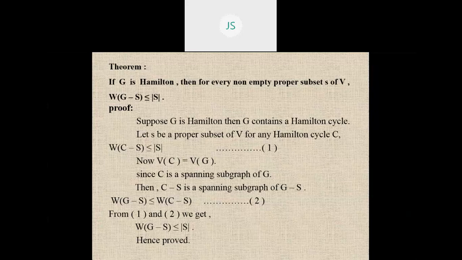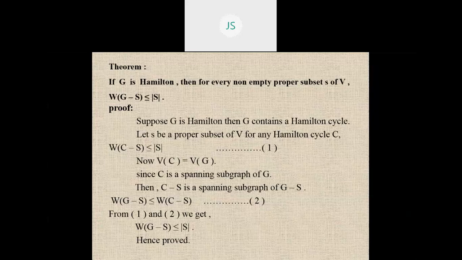Suppose G is Hamiltonian, then G contains a Hamiltonian cycle. Let S be a proper subset of V for any Hamiltonian cycle C. So let us take one particular Hamiltonian cycle C. Then we could say that W of C minus S is less than or equal to modulus of S. C is the Hamiltonian cycle and S is a subset of V. W of C minus S is the number of components of C minus S, and modulus of S is the number of elements in S.